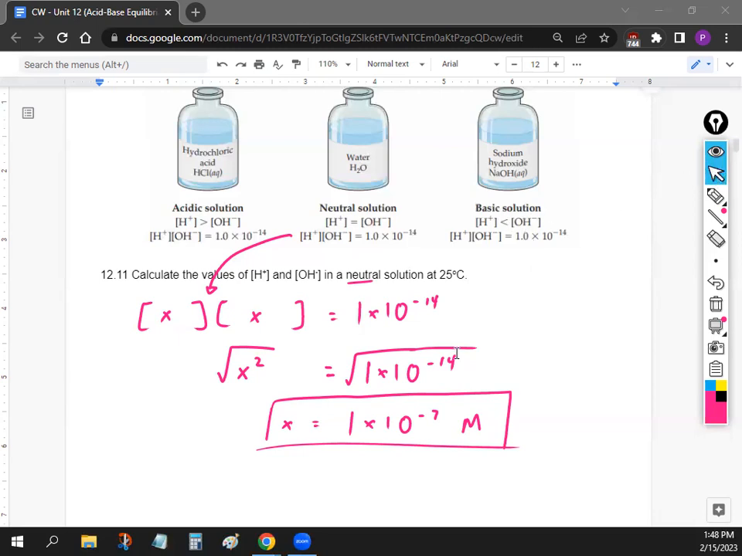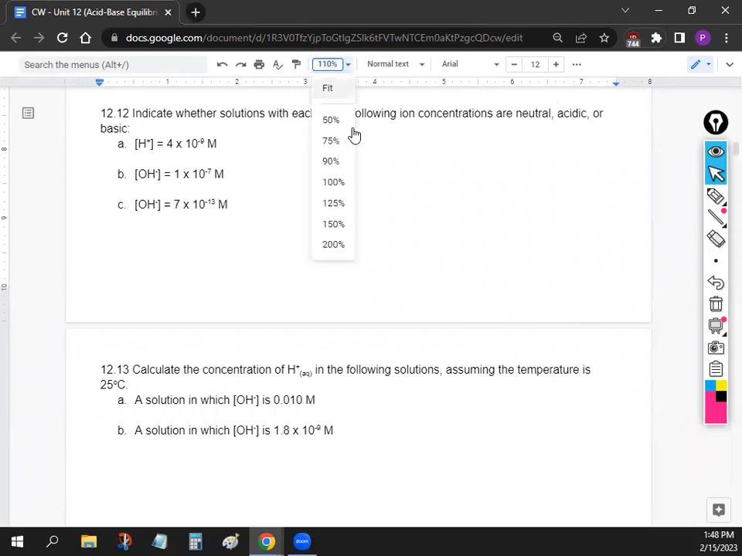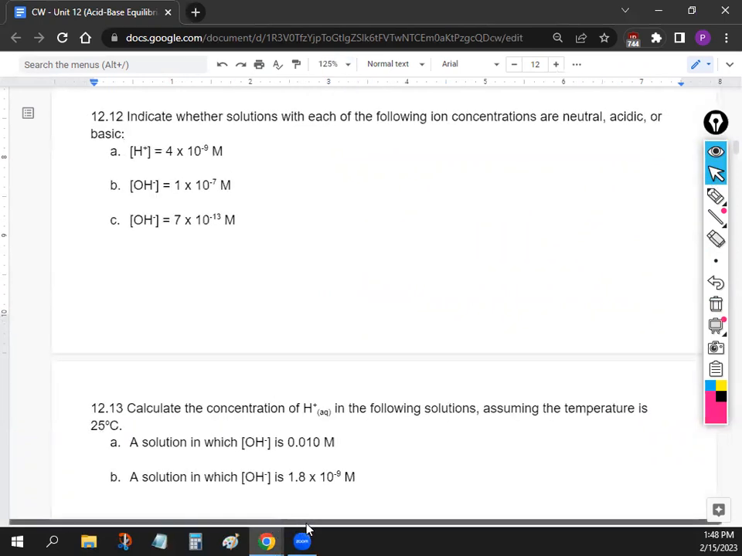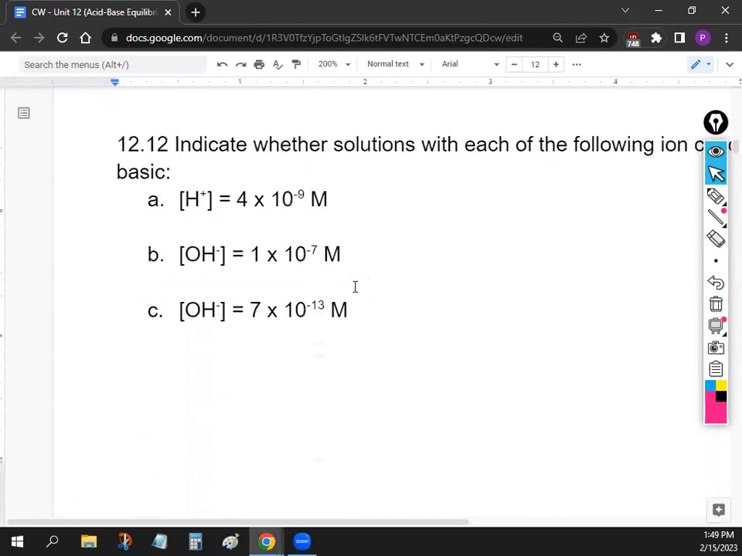All right. So let us finish up with one last question. I want you guys to do 12.12. So I give you some different concentrations, and based on the concentrations that are given to you, I want you to determine whether the solutions are neutral, acidic, or basic. Some of them you might not have to do math. Some of them you might have to, but that's all good regardless, okay? So let me zoom in. I'll give you guys about 2 minutes to do it.